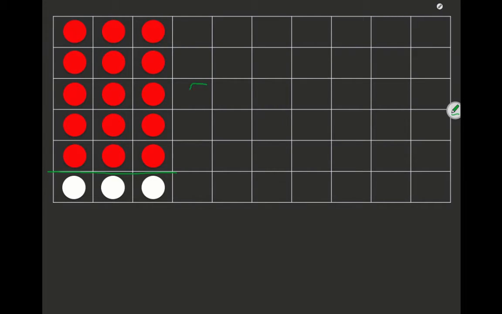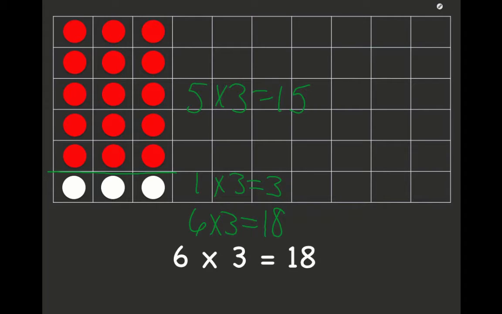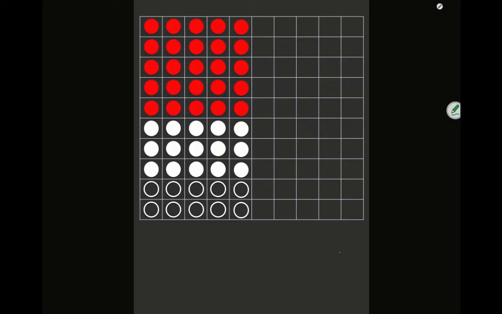5 groups of 3 make 15, one group of 3 makes 3, and when we combine these, we see that 6 groups of 3 again make 18. Students who make many overlapping connections to the meaning of multiplication in numeration will have a strong foundation for multiplicative thinking. Multiplication can be distributed over subtraction as well as addition.